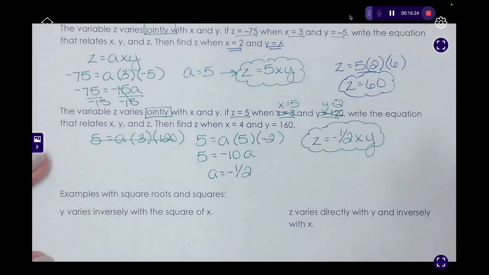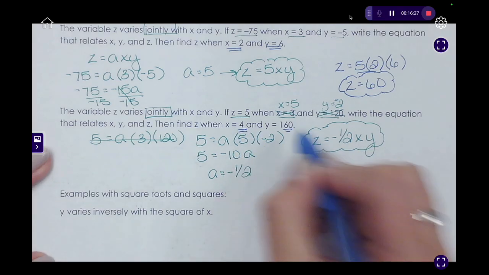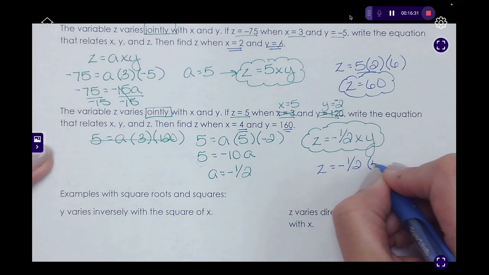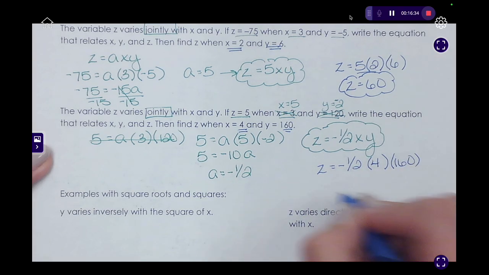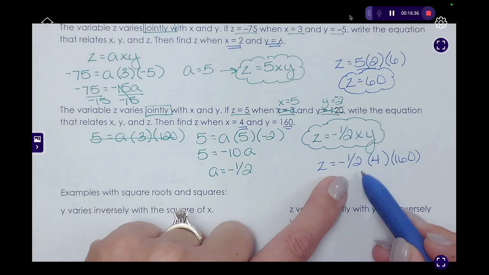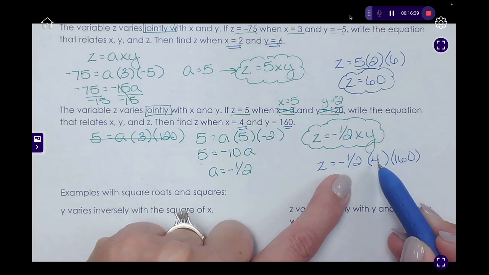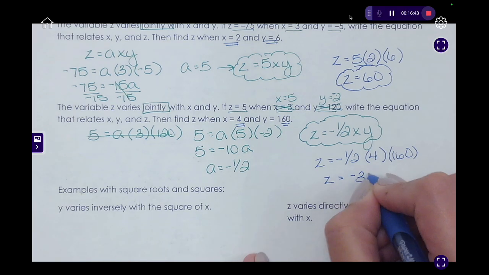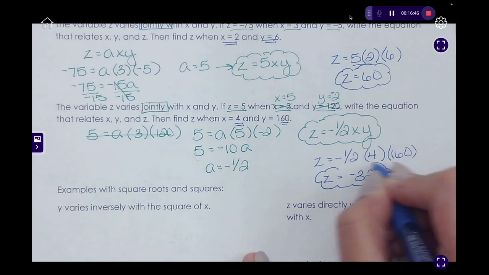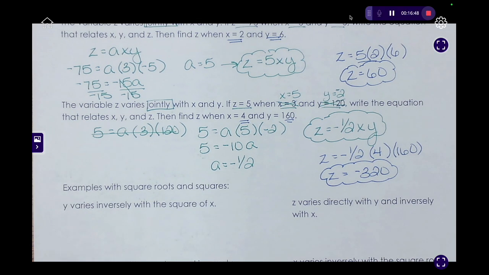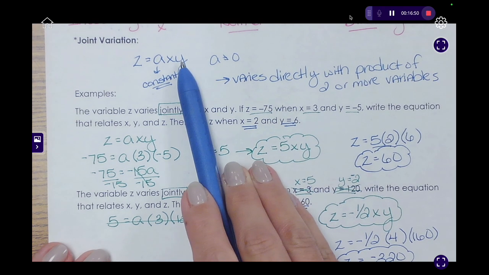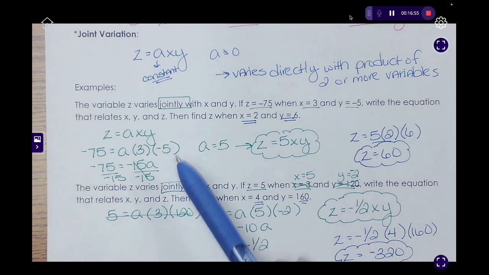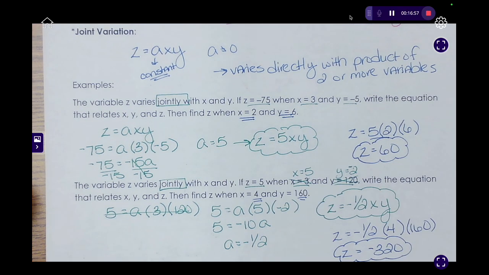Okay, so now I'm going to look at this and say, okay, now I'm going to take these two numbers and plug them in, and I'm going to solve for z. So your x value is 4, your y value is 160. So if I look at that, -1/2 times 4 is -2, and then -2 times 160 is a -320. So there you go. So joint variation, again, you're just kind of adding in an extra variable. It looks very similar to direct variation. You're still going to solve and write that equation by solving for a first.